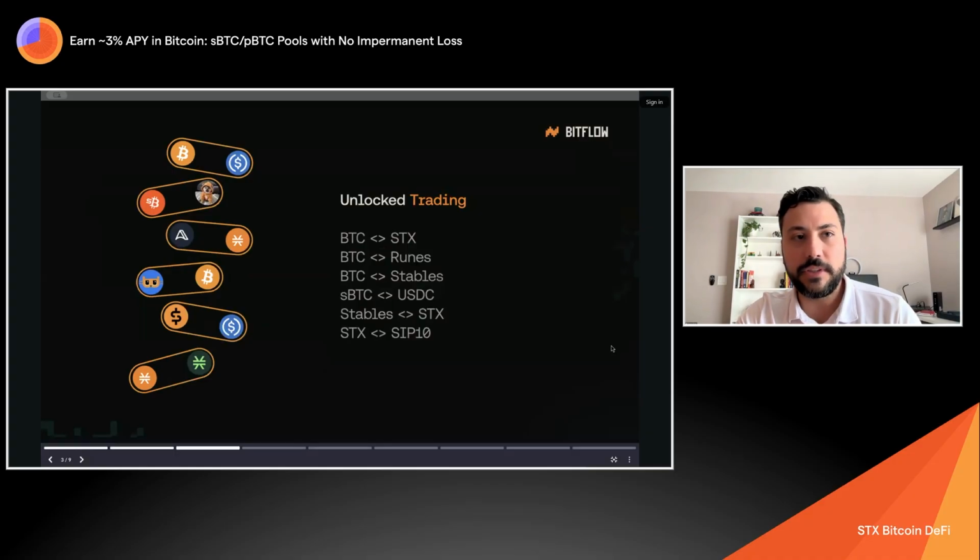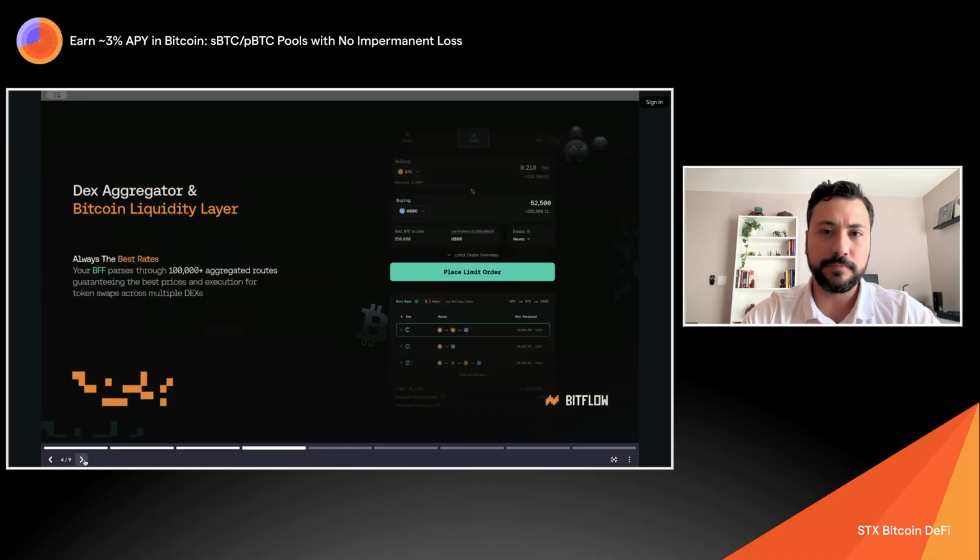So the first thing is unlocking trading. Allowing users to come in and trade Bitcoin for Stacks, Bitcoin for Runes, Bitcoin for stables, sBTC for USDC, stables for Stacks, Stacks for SIP10, and so forth. The goal is to allow liquidity to really flow and give users the possibility to trade at the lowest slippage and the lowest fees possible, which is essential for any mature DeFi ecosystem.